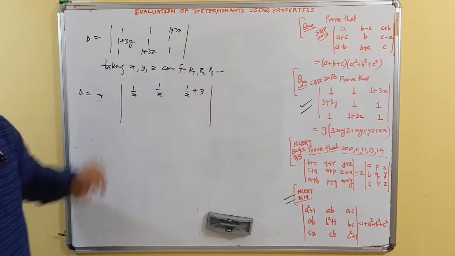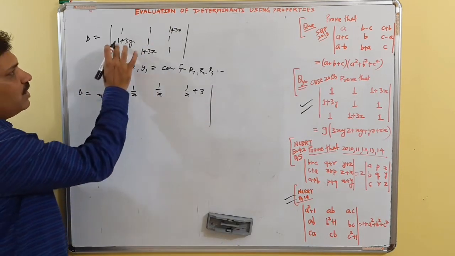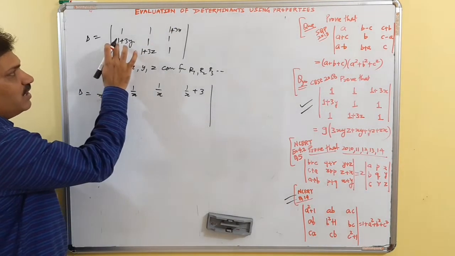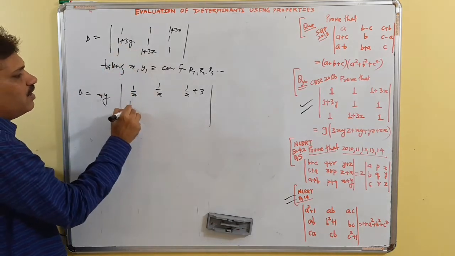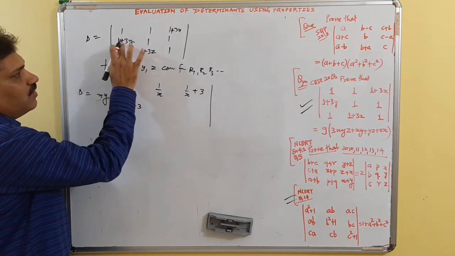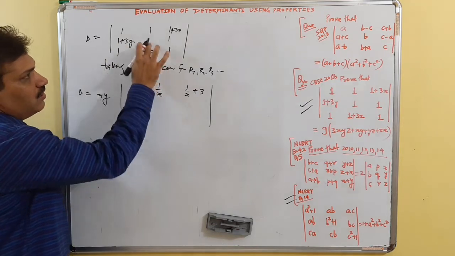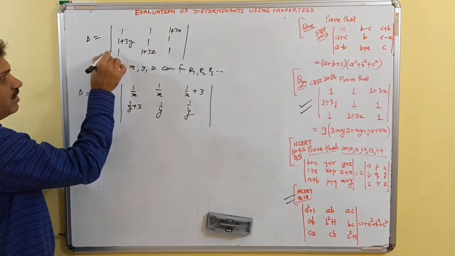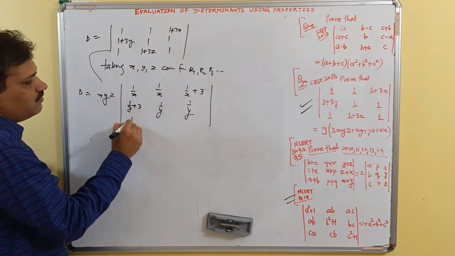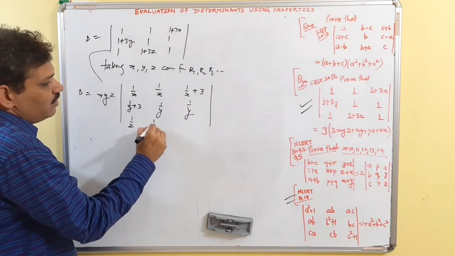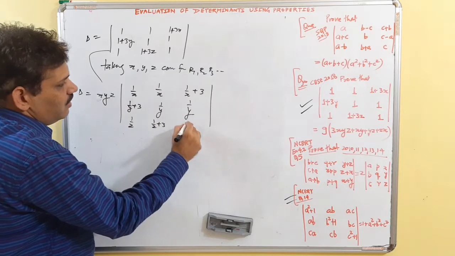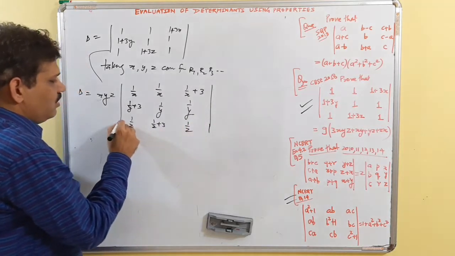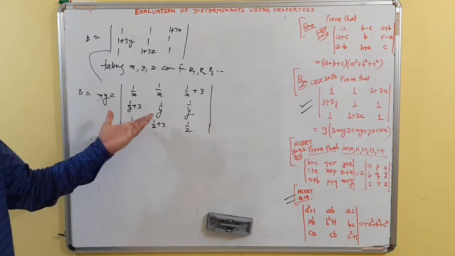If I take y common from the next row, I divide by y: 1 by y plus 3y by y, which means 3, and here 1 by y, 1 by y. Again I am taking z common from the last row. So it gives 1 by z, 1 by z plus 3, and 1 by z. And you can see the magic.